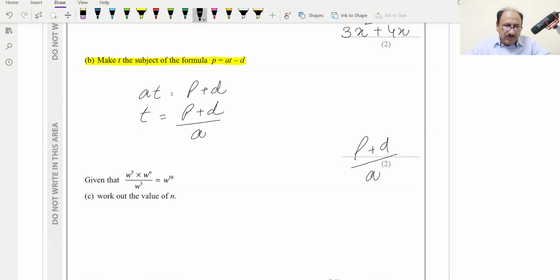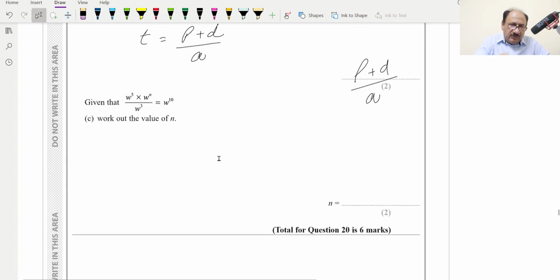This is 2-mark question. Now C part, given this is algebraic equation which they have provided in fraction form, also work out the value of n. So what we will be doing, we know the power rule, indices rule. So w raised to the power 5 is being multiplied by w raised to the power n, so their powers will be added. So 5 plus n and divided by w raised to the power 3, so we will subtract 3, and this will be equal to w raised to the power 10.